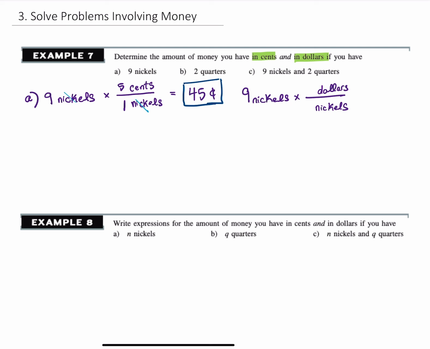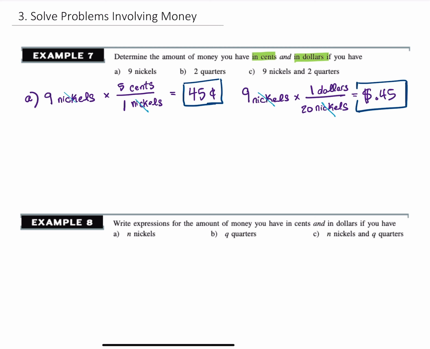So how many nickels are in a dollar? Well, there should be 20 because they're each worth 5 cents. So 5 times 20 is 100. That would make it $1. So in $1, there's 20 nickels. So these nickels will cancel, and I'm doing 9 divided by 20, which gives you the 0.45. So kind of weird, but I think the point of these is practicing this unit conversion.